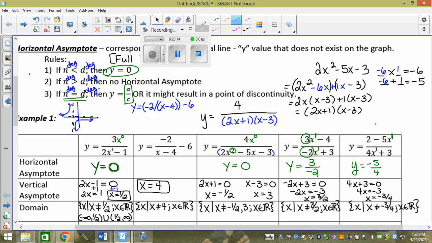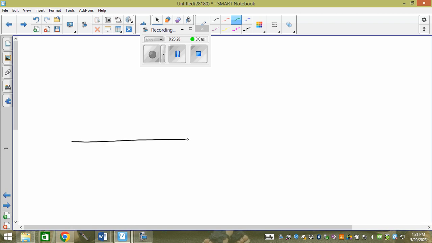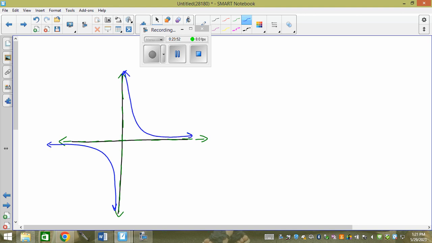The second one is not in full fraction over full fraction. I can't use those rules, right? Can everyone in their calculator type in y equals 1 over x? You have something that looks like that in front of your faces, right? That's the y equals 1 over x graph.